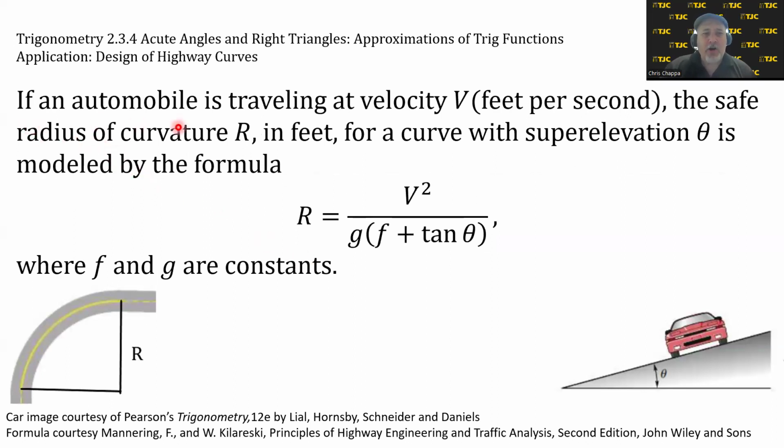Specifically, if an automobile is traveling at velocity v in feet per second, the safe radius of curvature r in feet for a curve with superelevation theta is modeled by the formula r equals v squared all over g times the quantity f plus tangent of theta, where f and g are constants. And just for clarification, radius of curvature is the radius of the circle of which the curve would be an arc.